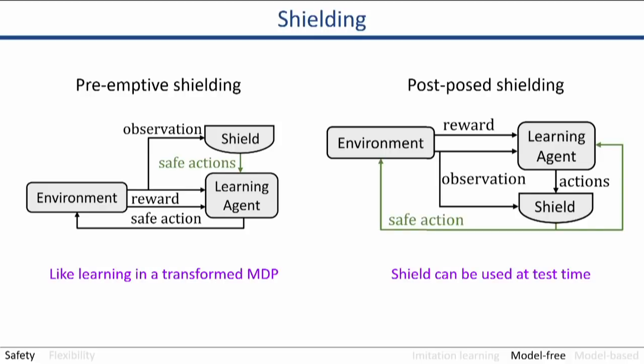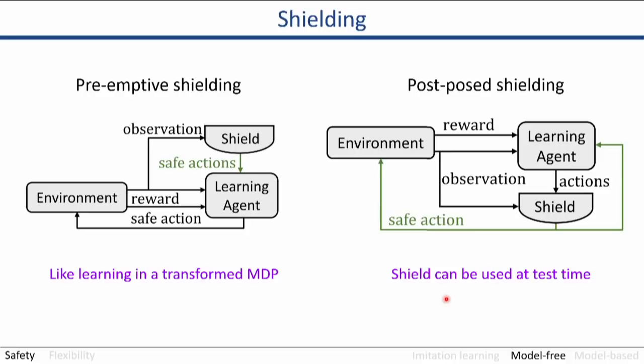They also have post-posed shielding. This is similar, but you're putting the shielding on the other side. We have our environment, you get the reward, and the learning agent from the current observation decides what action it should take. Now once it decides what action, the shield says, okay, let's filter that out. If you decided to do something bad, let's change it to a good action and just execute the safe version of that action.